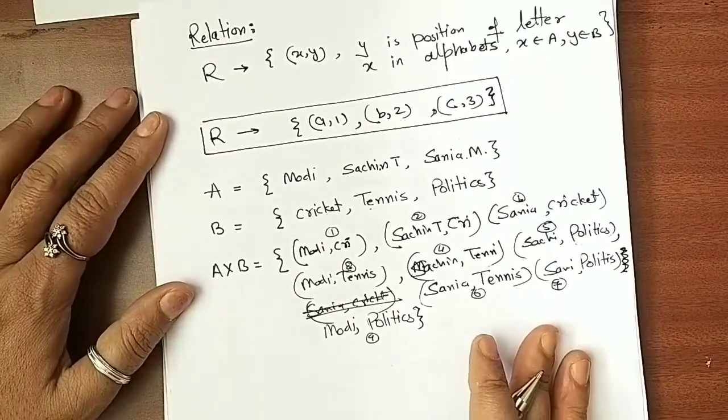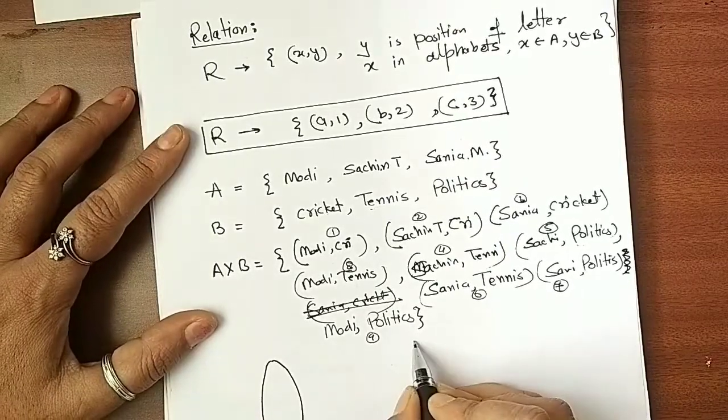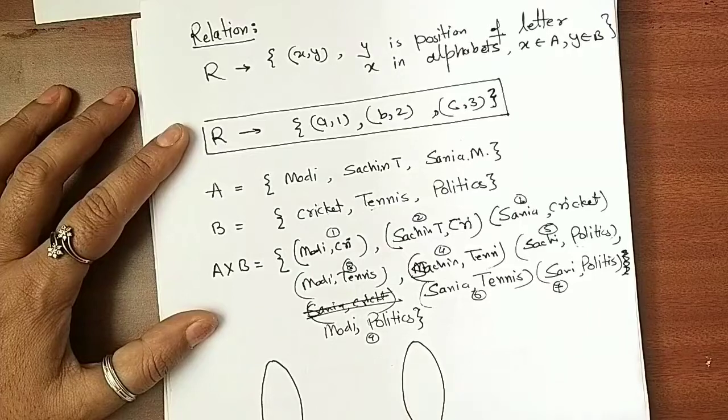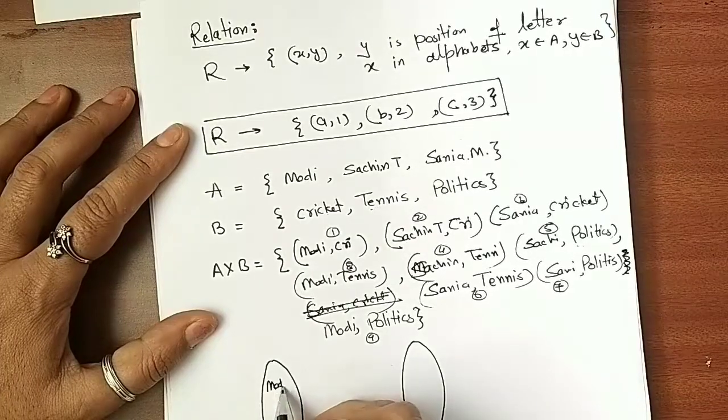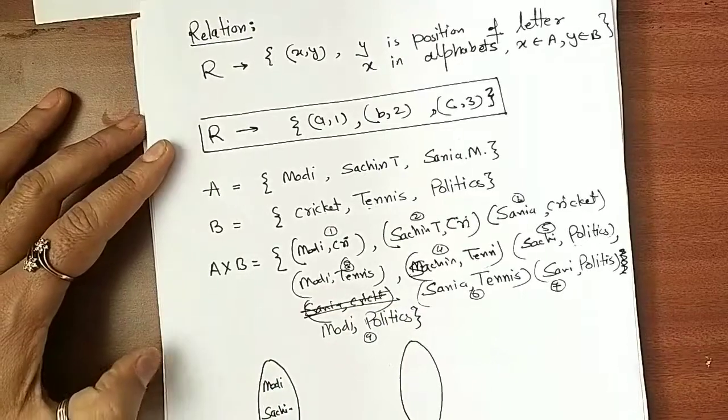So this is the Cartesian product. I can show it in a graphical way also. This is also one way to show the Cartesian product.